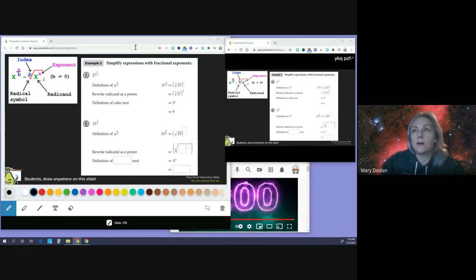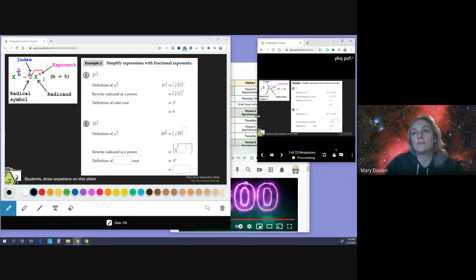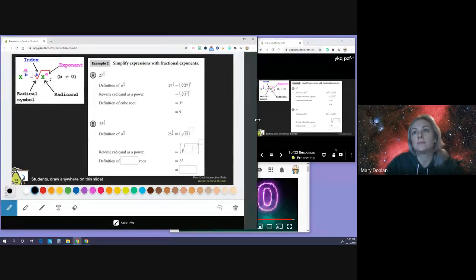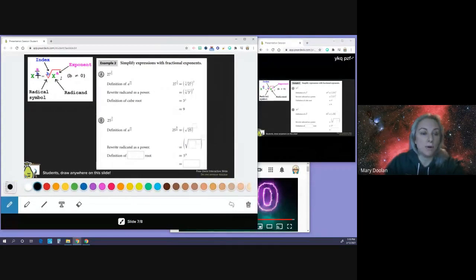Okay, so this is the basic rule here. We have x to the a over b power. This is the exponent. It's a fraction. It's a rational number. What we've looked at so far is when the numerator was 1, but it doesn't have to be 1. If it's not 1, that number just stays here as an exponent with the x. And again, our denominator becomes the index like it did before.